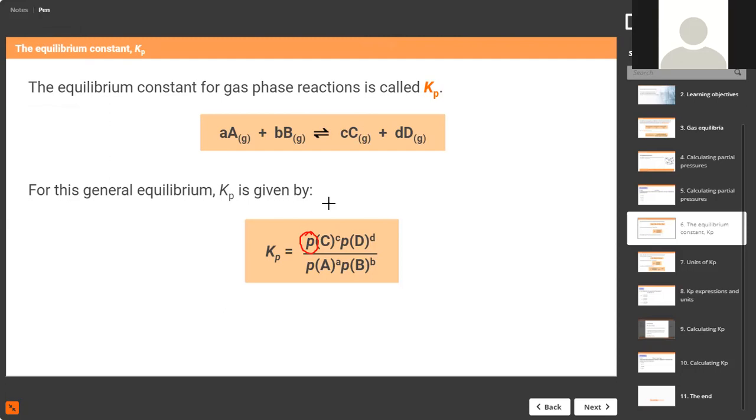We calculated partial pressure on Friday, and now we actually need to use the partial pressure for the general equilibrium equation. So apart from that, it's almost exactly the same. Kp equals pC^c pD^d over pA^a pB^b, where pA means the partial pressure of species A, then the partial pressure of species B, C, and the partial pressure of D.